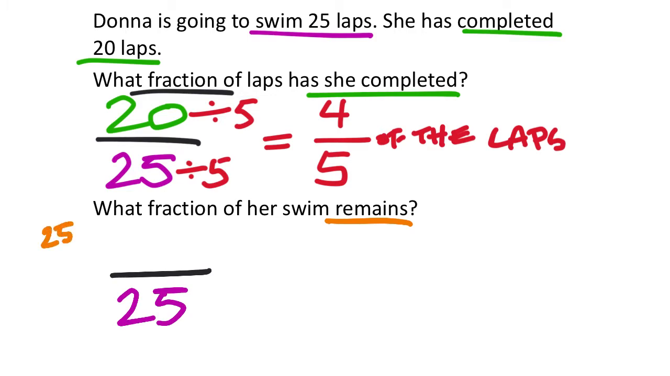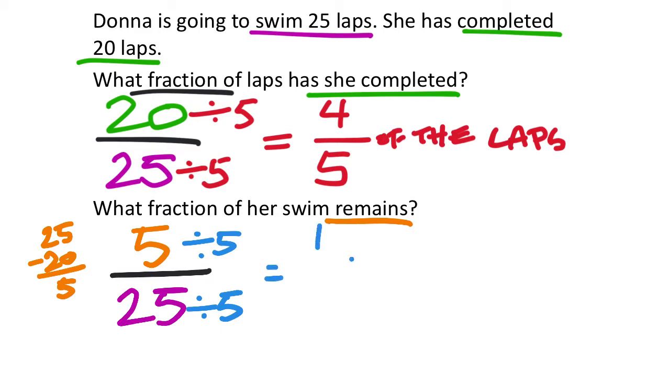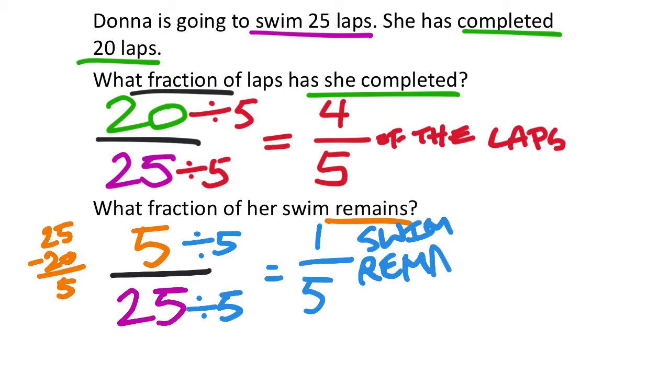So she's looking at 25 laps. Right now she's performed 20 of the laps. So that means she has 5 laps remaining. So right now she has 5/25 of her swim remaining, but this can be simplified also. The 5 and 25 are both divisible by 5 because of the 5 in the ones place values. 5 divided by 5 is 1. 25 divided by 5 is 5. So I'll just put remains. It's not really laps, I guess it's of the swim. Remains. That sounds pretty good.